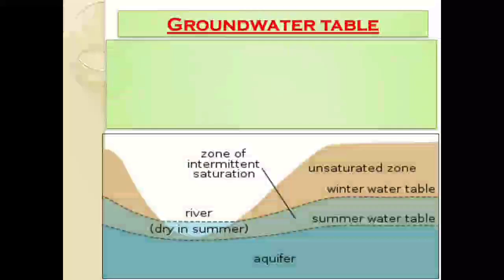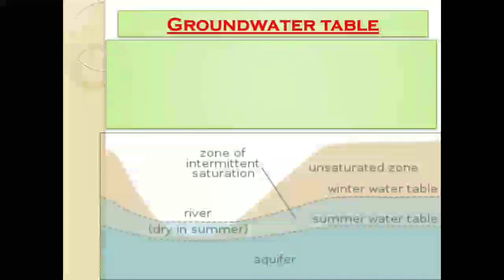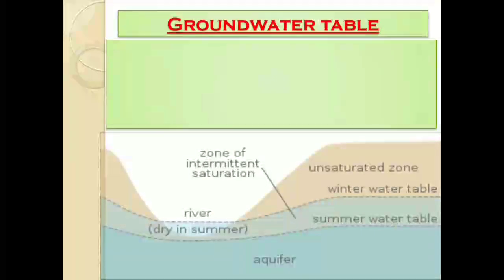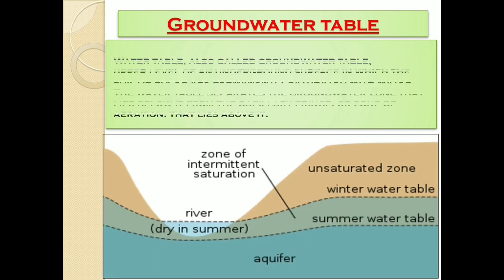Groundwater table. Here you can see a picture of groundwater table. From down, if you see, this is aquifer. Above that there is a summer water table which dries in summer. During summer it dries. Here is a river. Winter water table. Then unsaturated zone. Zone of intermittent saturation. Now what is it?